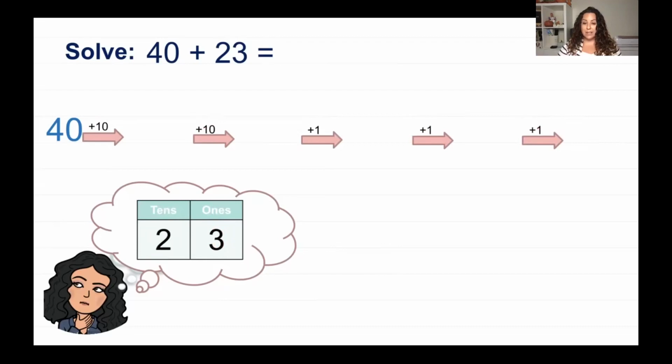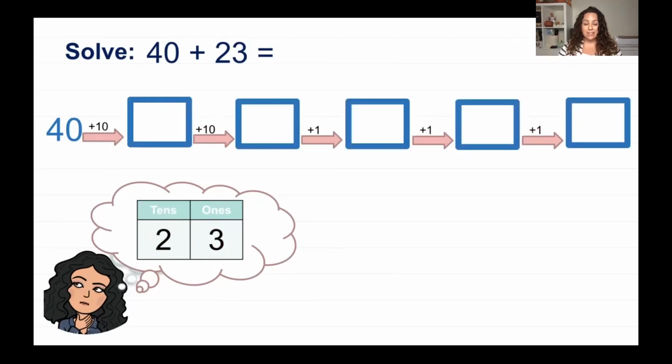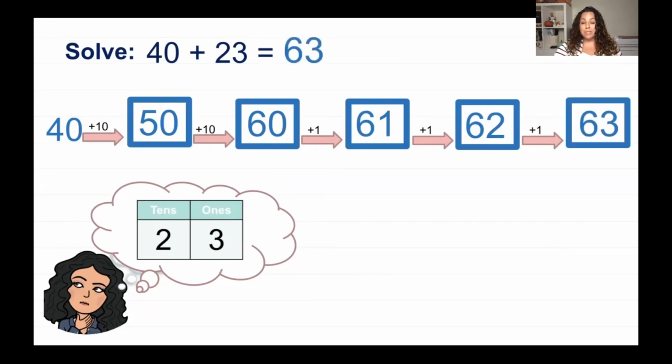So let's go ahead and add those numbers in. So 40 and 10 more is 50. 10 more than 50 is 60. Now, am I going to add a 10 or a 1? Well, this says 1, so now I've got to go to my next number. So 60, what comes after 60? 61, 62, and 63. So I can say that 40 plus 23 equals 63.